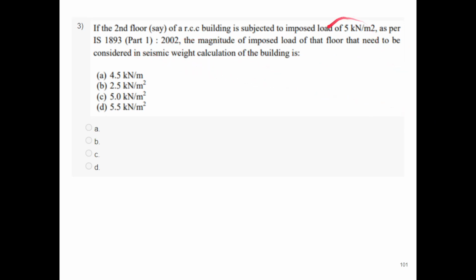Will it be 100%, that is 5? Will it be 50%, that is 2.5? Will it be 90%, that is 4.5? Or will it be more, 110%, that is 5.5? So let us see.